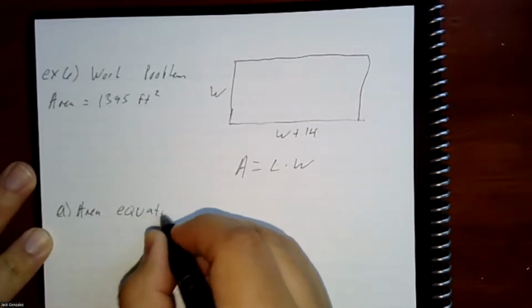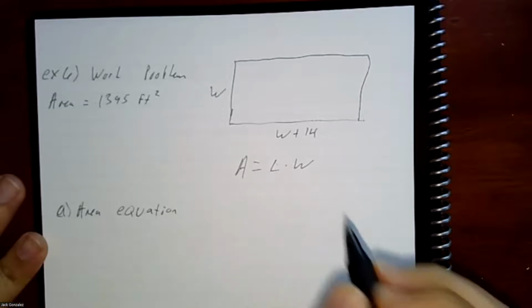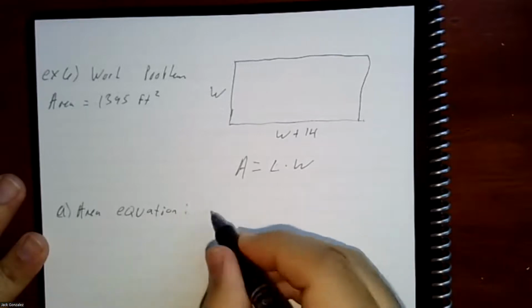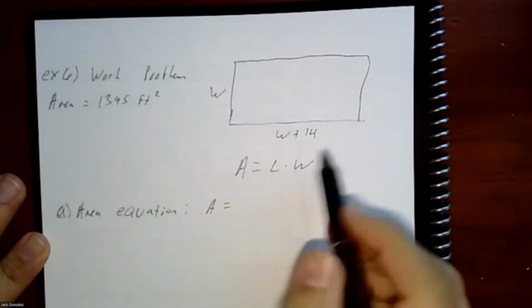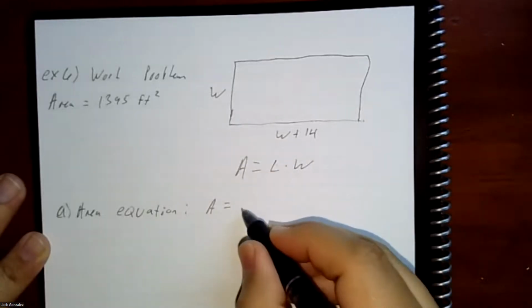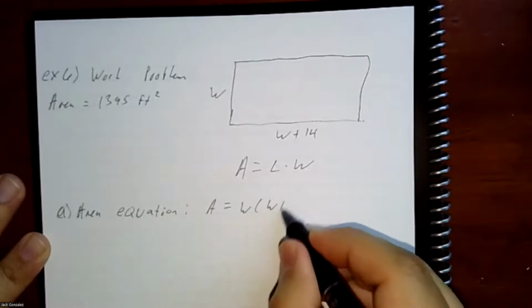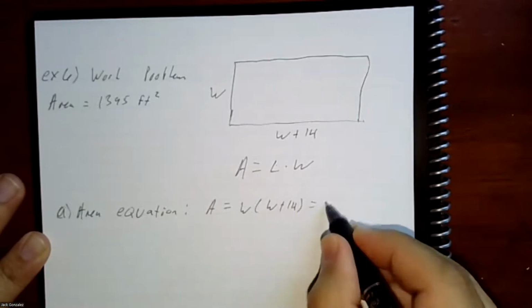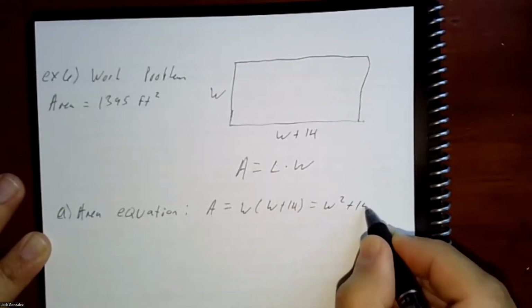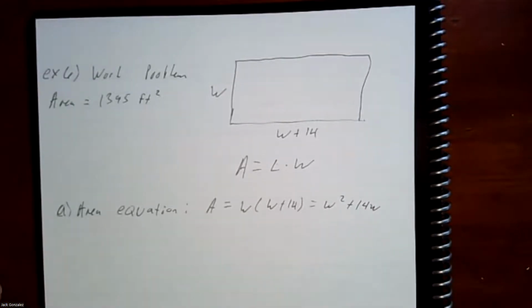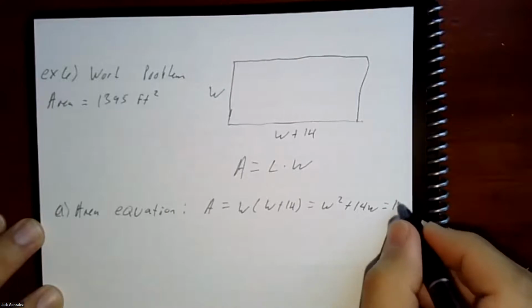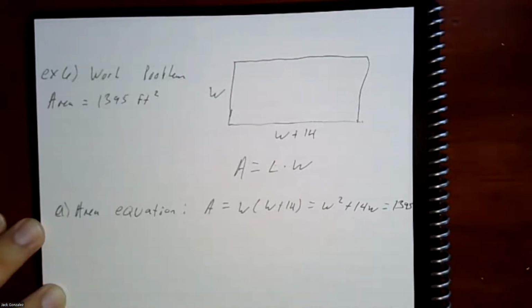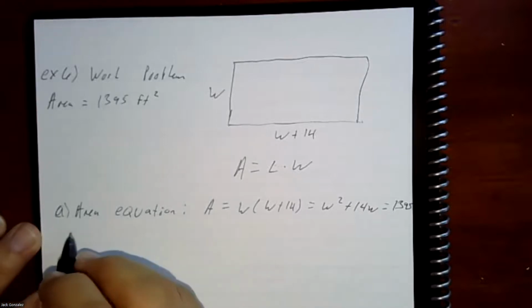I guess we substitute. Yeah, pretty much. They already substitute for us if you notice, right? So it's all here. Length times width is going to be W times W plus 14, which will give us W squared plus 14W, right? Which is equal to the number they gave us, 1395. So the answer they want is this.